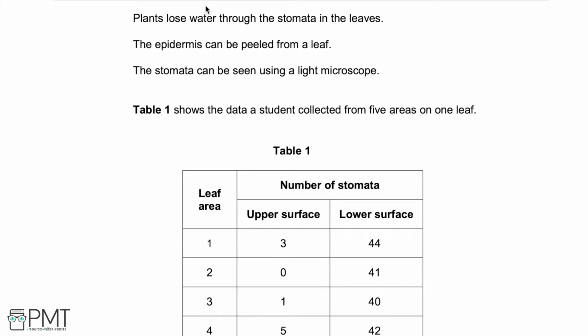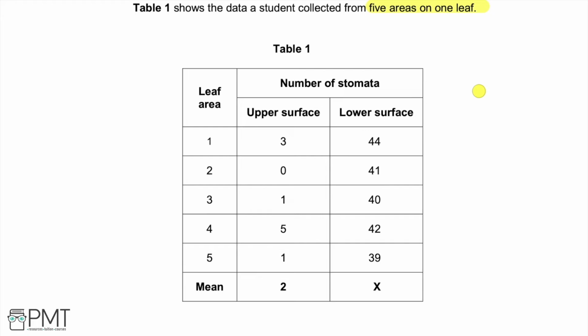Plants lose water through the stomata in their leaves. The epidermis can be peeled from a leaf. The stomata can be seen using a light microscope. Now, table 1 shows the data a student collected from 5 areas on 1 leaf. Let's have a look at the data.